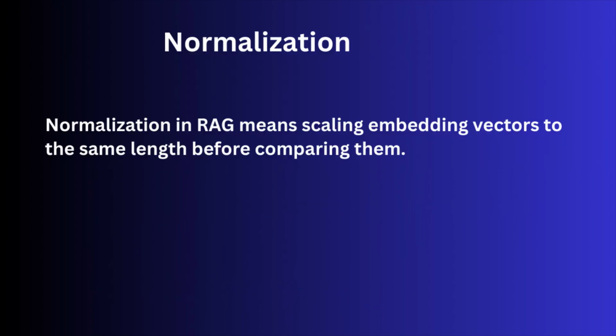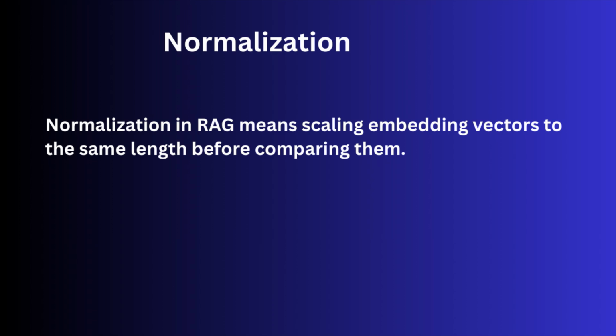Normalization. Normalization in RAG means scaling embedding vectors to the same length before comparing them. It means making all embedding vectors the same length. This helps the system compare embeddings fairly. After normalization, similarity depends only on meaning, not on bigger numbers. That is why normalization is used in semantic search and RAG.